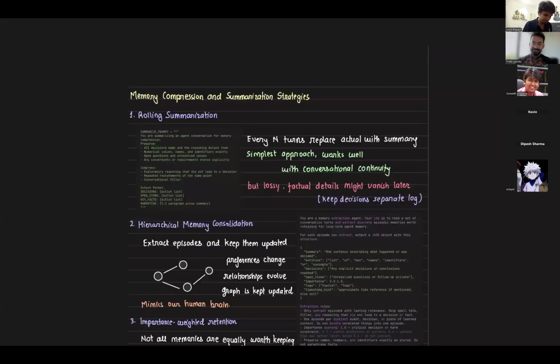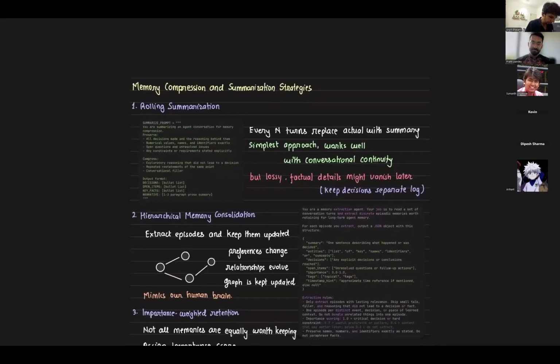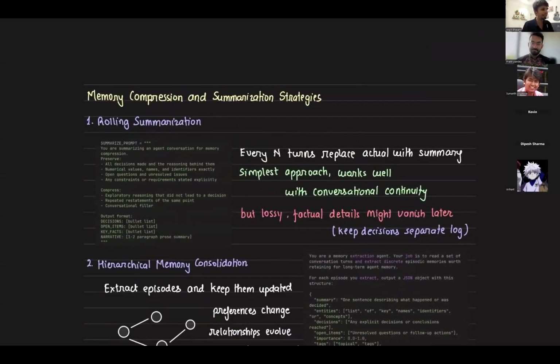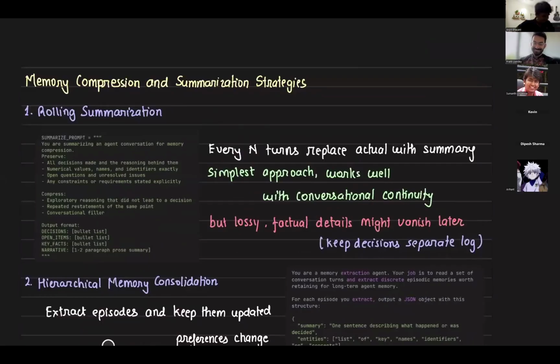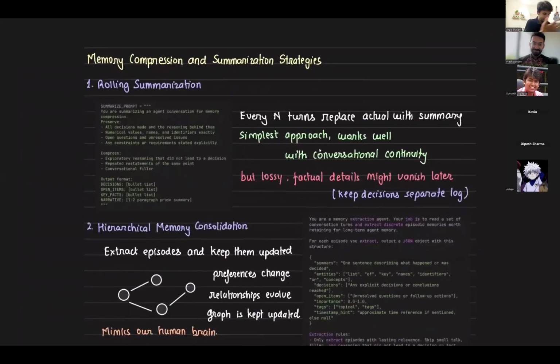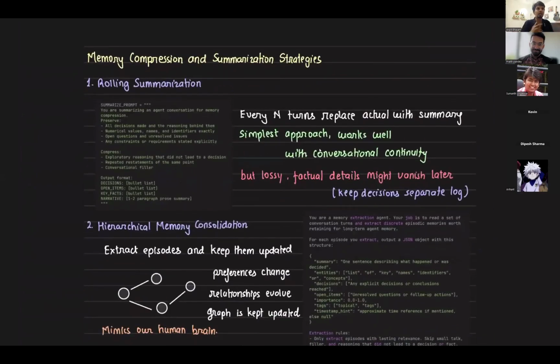Next up is memory. Haha, round figure. Seal function I applied. Math.seal. Okay. Memory compression and summarization strategies. So now we saw summarization, how it happens, right? But that was a prompt that we provided. Now, different kinds of prompt.